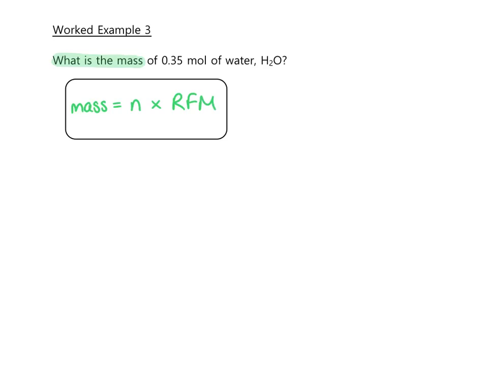And again, these two equations are going to be the most important. N equals mass over RFM, and mass equals N times RFM. And it's important that you get them the right way around. Otherwise, your calculations obviously will be wrong. So this time I'm going to need N and I'm going to need RFM. So N is my number of moles, and we can see here that's given to me in the question. So that's 0.35 moles is equal to N. The RFM I'm going to need to calculate, but I'll calculate that from my formula, H2O. Okay, so let's have a look at that now.